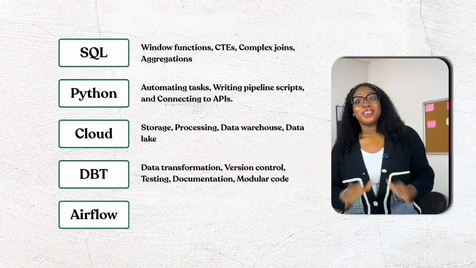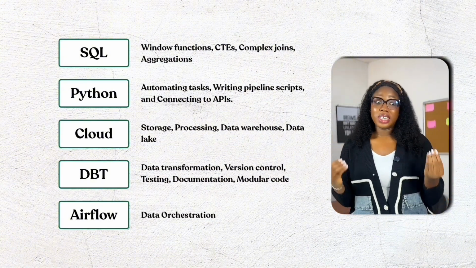Now, after you're done, learn orchestration with Airflow. Now, orchestration is just a fancy word to manage and schedule your pipeline for it to run. Airflow is the most widely used tool for this. It lets you define the order in which tasks run, handle failures, and make sure that everything happens at the right time. Now, think of Airflow as the manager of your pipeline. Now, your pipeline does the work, but Airflow makes sure that the work happens when it's supposed to.